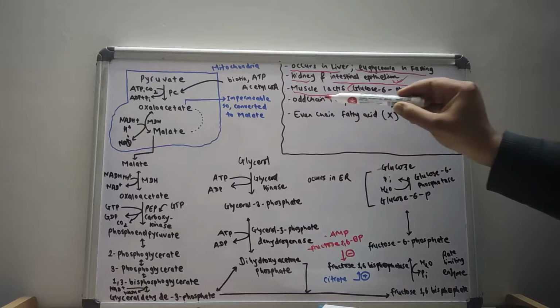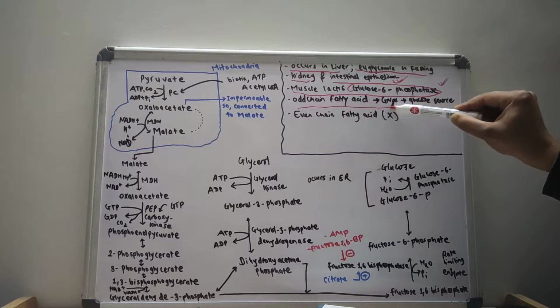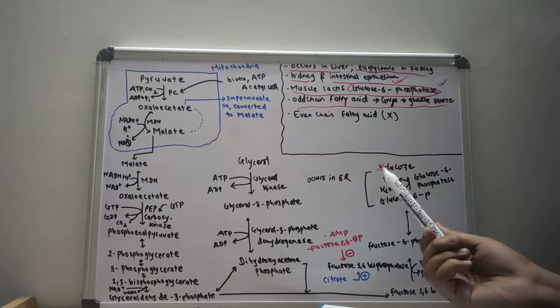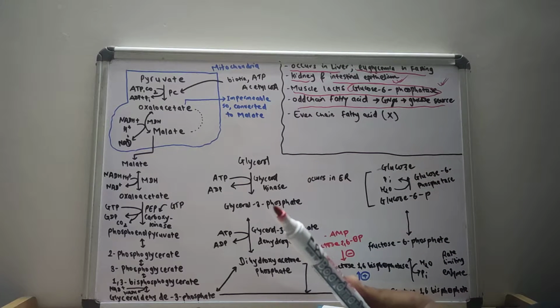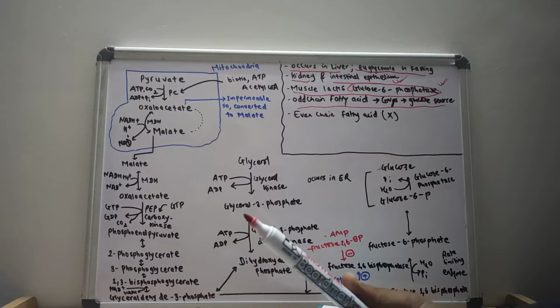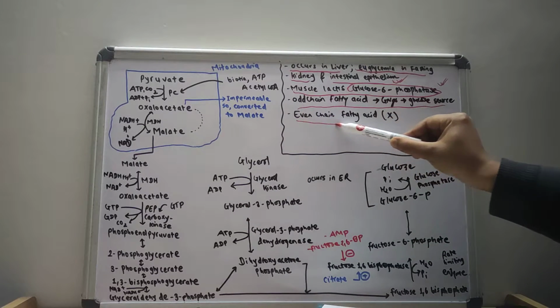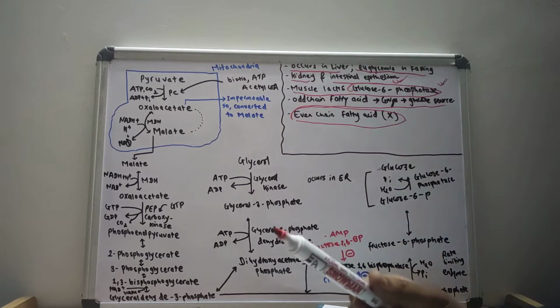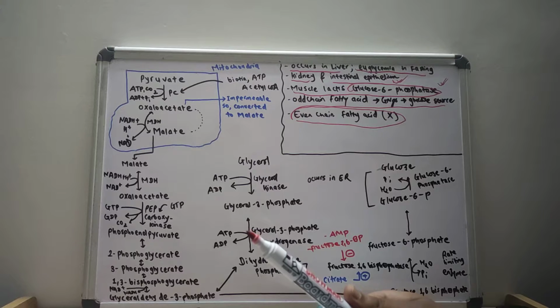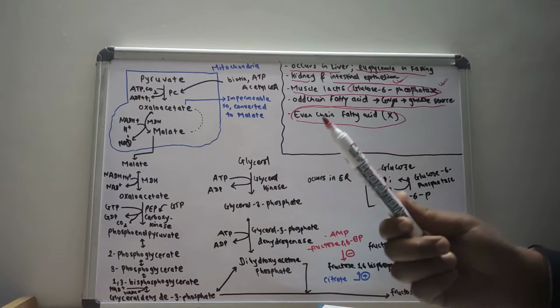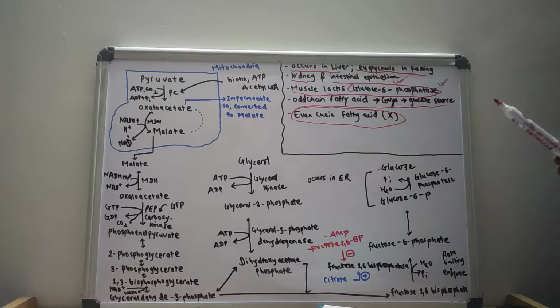You have to know that the odd chain fatty acid yields one propionyl coenzyme A during metabolism, which can enter the TCA cycle as succinyl coenzyme A and can undergo gluconeogenesis and serve as a glucose source. But the even chain fatty acid cannot do gluconeogenesis. The even chain fatty acid cannot produce new glucose because it cannot yield the gluconeogenesis substrate. The even chain fatty acid can only yield acetyl coenzyme A equivalents. So there is no formation of new glucose by the even chain fatty acid. So this is the main concept.